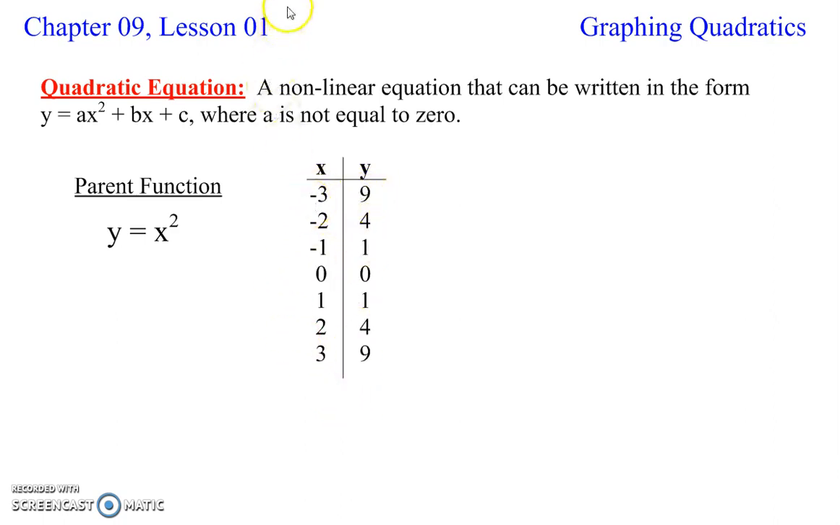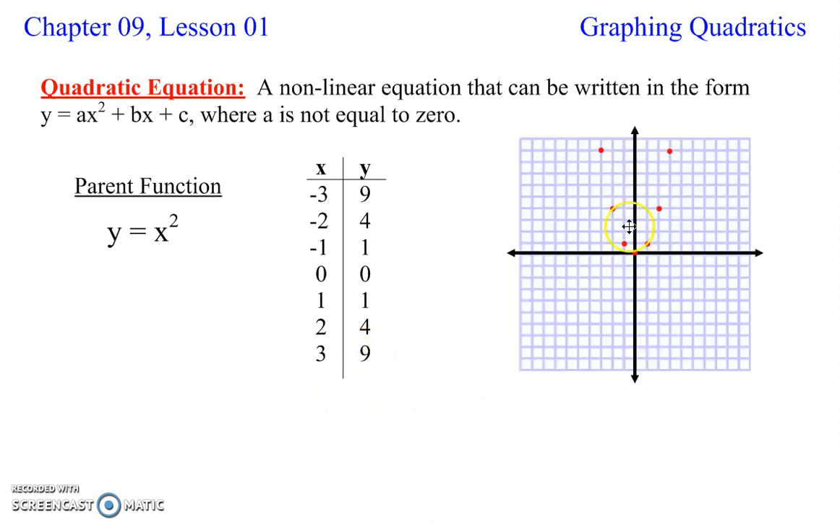Okay, now notice I have negative 3 here, positive 9. Down here, if I plug in positive 3, I also have positive 9. Okay, so what this looks like, if we graph all these points, and there's 0, 0, 1 and 1, negative 1 and 1, and so on, it looks like this. If I connect those dots, I get a shape that is called a parabola.